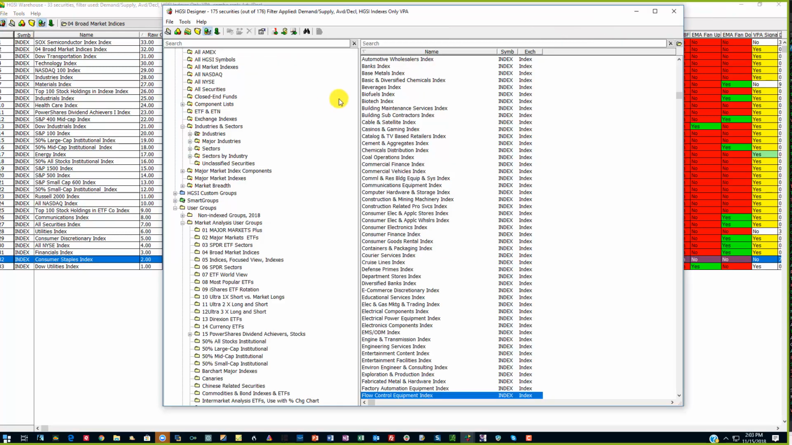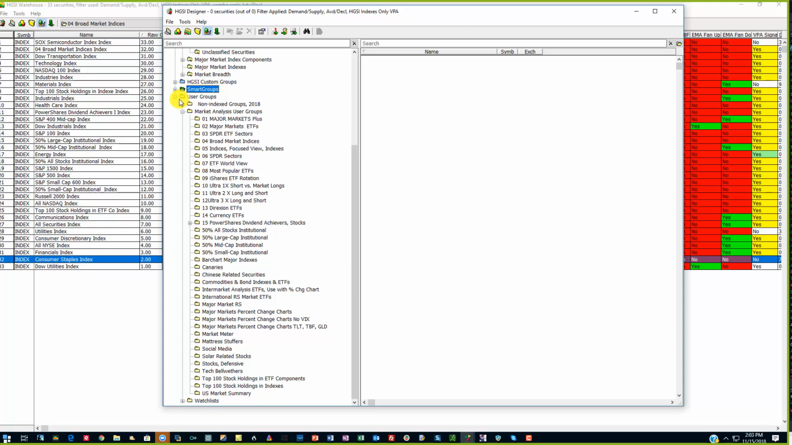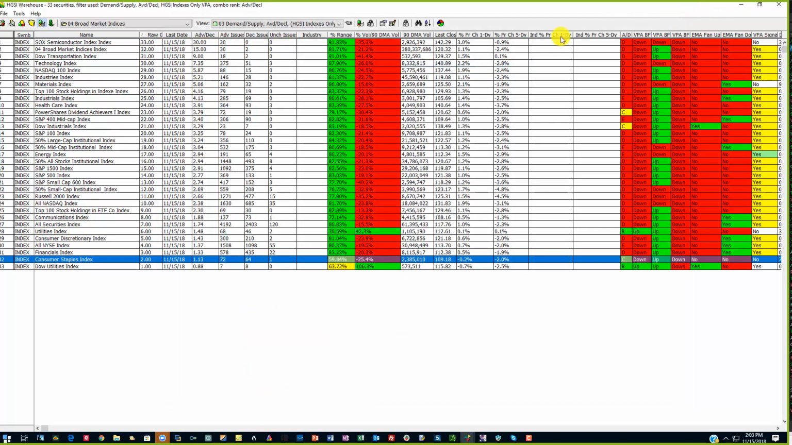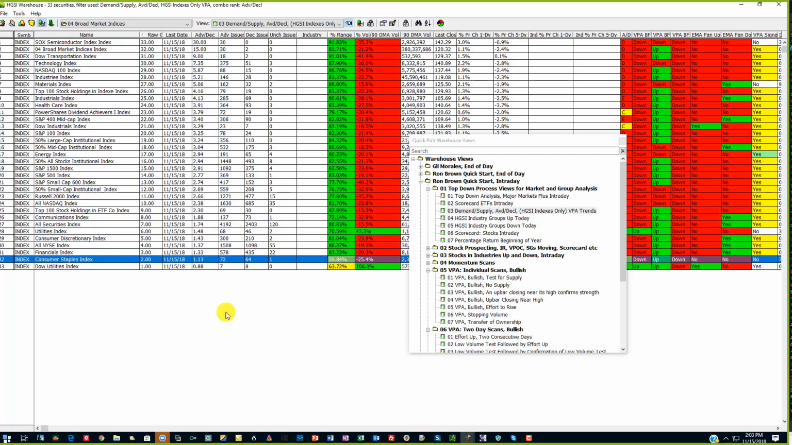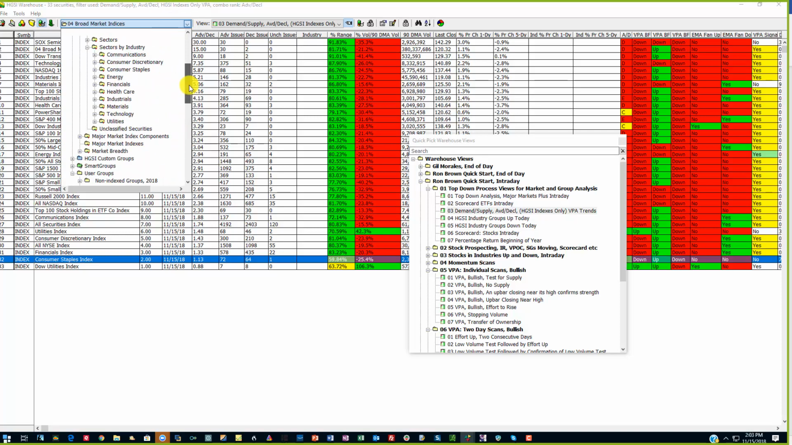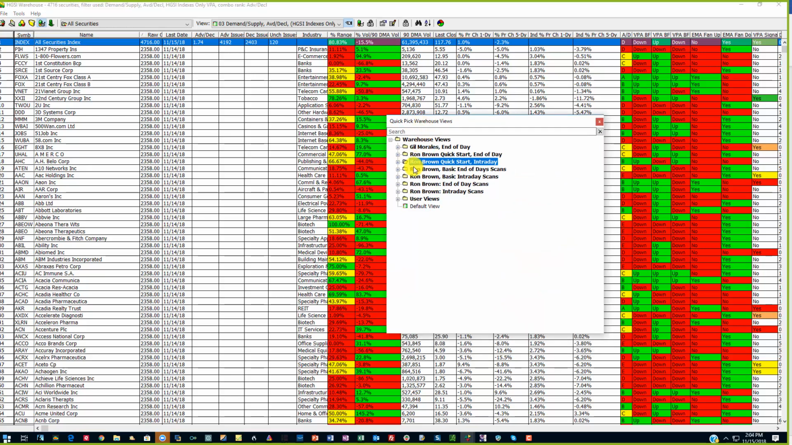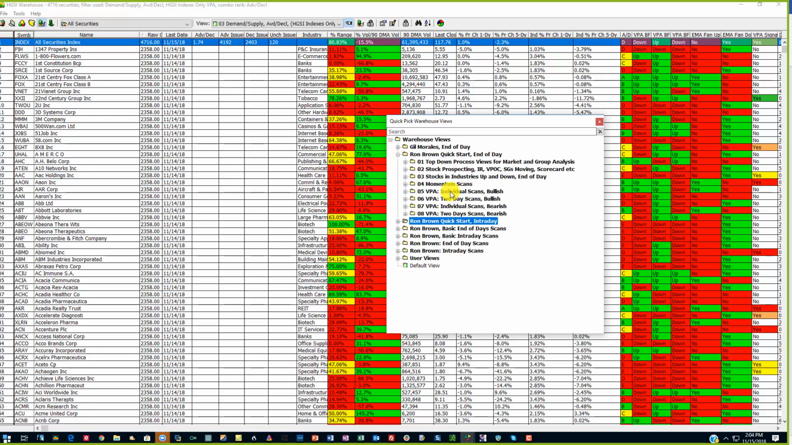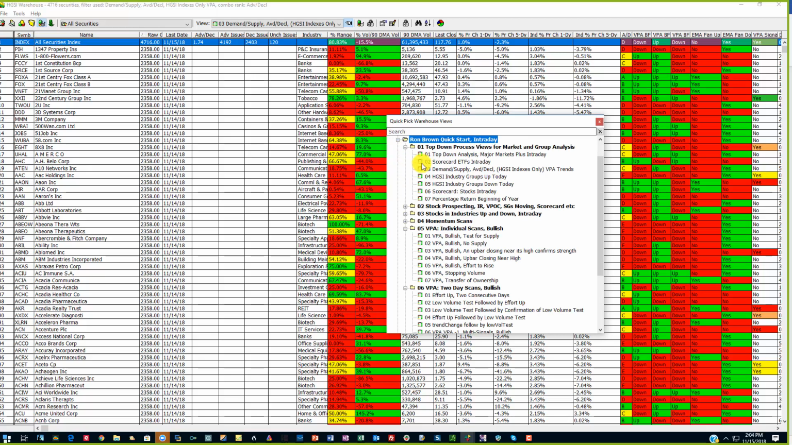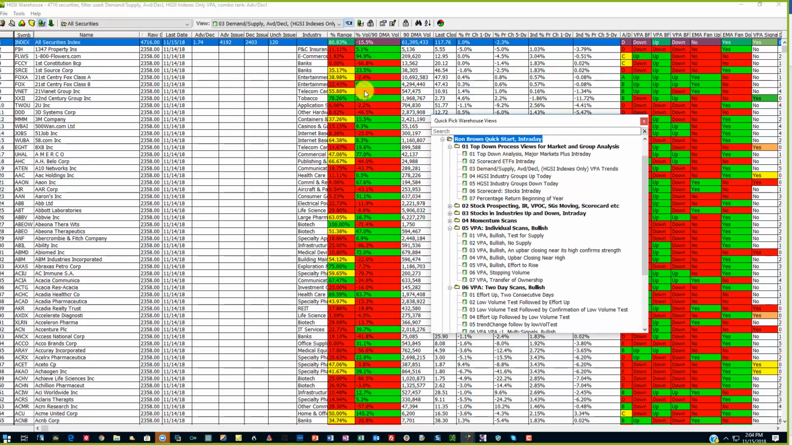So let's go on. I'm going to go into my all securities view right now. I'm going to be concentrating on the quick start, on the VPAs. This is the end of day. As you know by now, the end of day and the intraday are duplicates, and I have to do both if I want duplicate or real-time quotes to show up, because the fields are different.